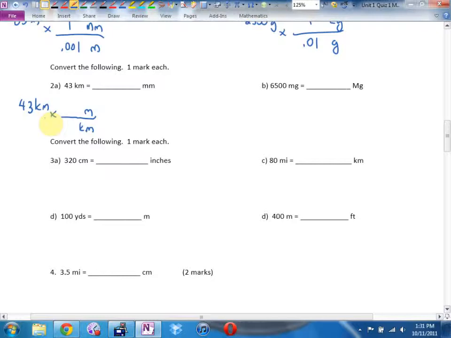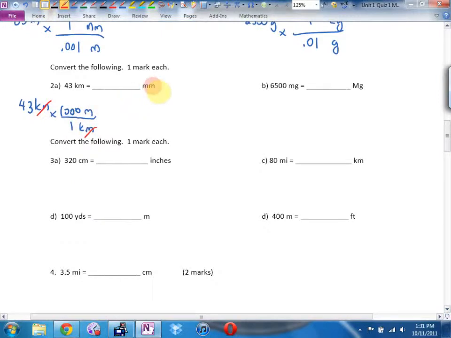43 kilometers. I want to turn that into millimeters. I would get rid of the kilometers first and go to the meters in my method. I know that 1,000 meters is 1 kilometer, and I would say, woohoo, now I'm in meters, but I don't want to be in meters, Jordan. What do I want to be in?